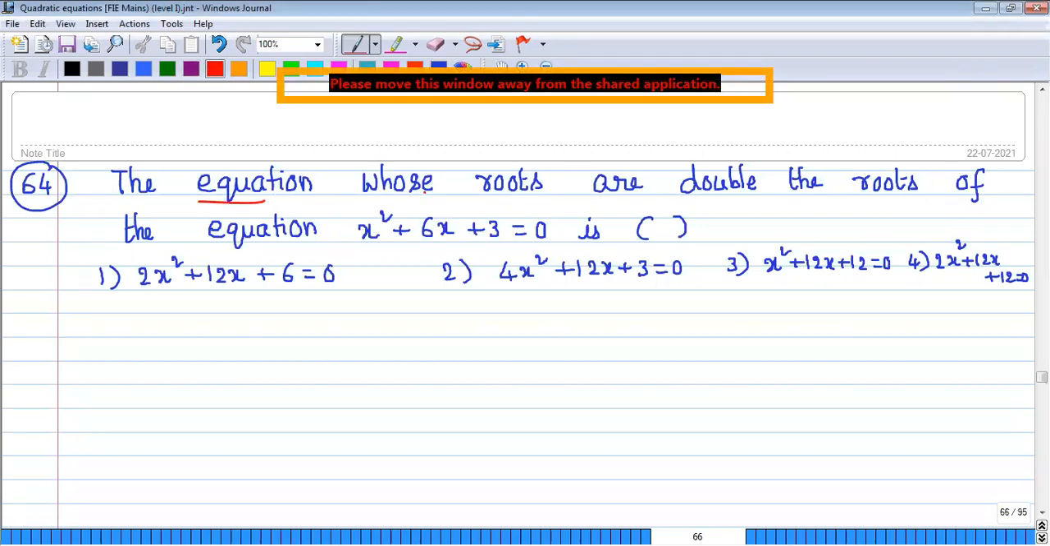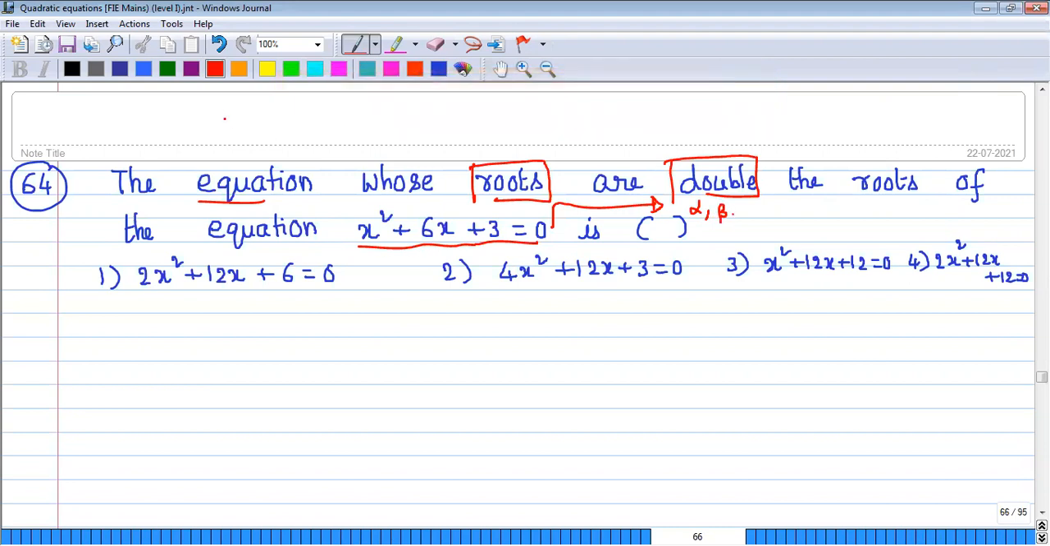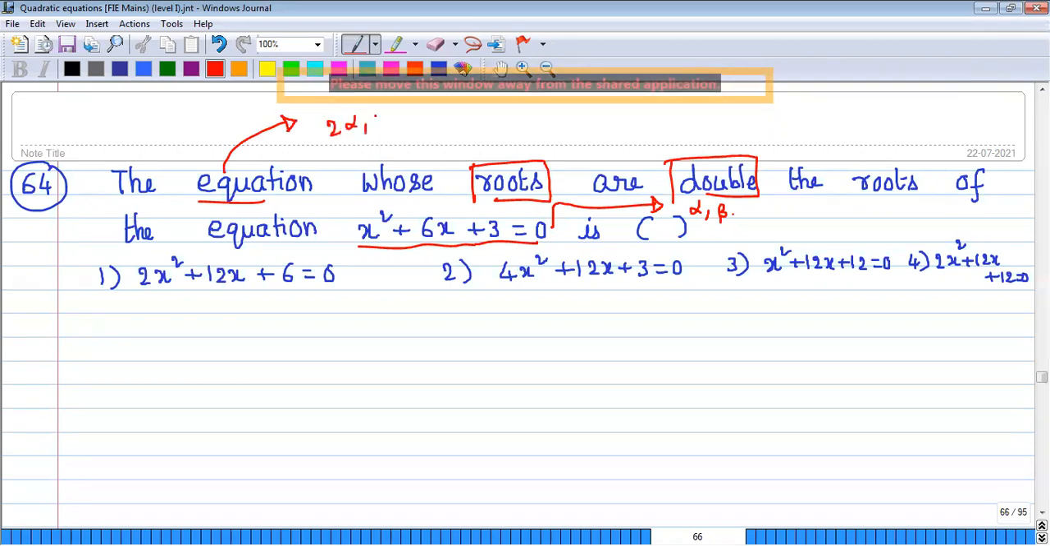The equation whose roots are double the roots of the equation x square plus 6x plus 3 is equal to 0. Suppose the roots of this one are alpha comma beta. Now we need to find the equation whose roots are 2 alpha comma 2 beta, provided that alpha comma beta are the roots of x square plus 6x plus 3 is equal to 0. This is the clarity.